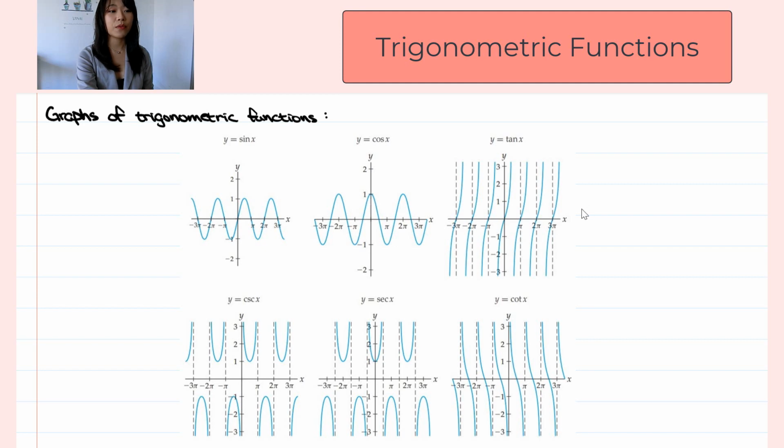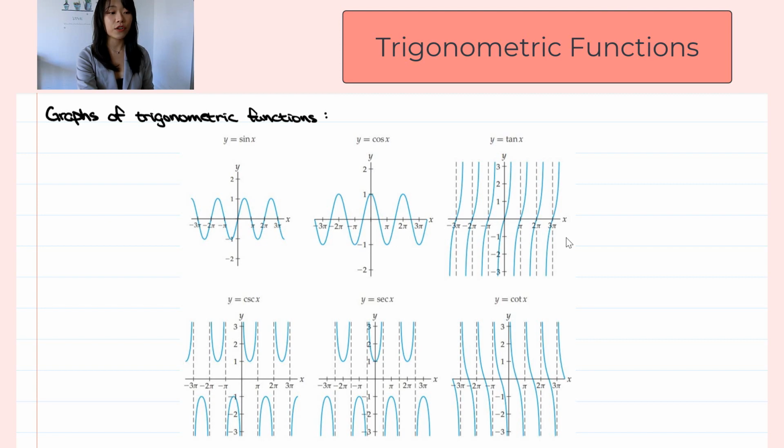Then in the third panel, we have a graph for the tangent function. Since the tangent function is sine divided by cosine, and we can never have a zero in the denominator, in the graph for the tangent function we see a vertical asymptote whenever the cosine function equals 0. That is when x equals pi over 2, 3 pi over 2, 5 pi over 2. So here's how the tangent function looks.